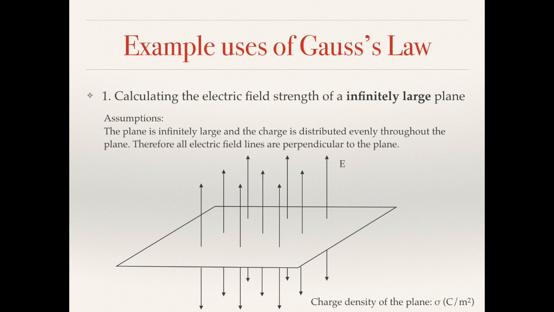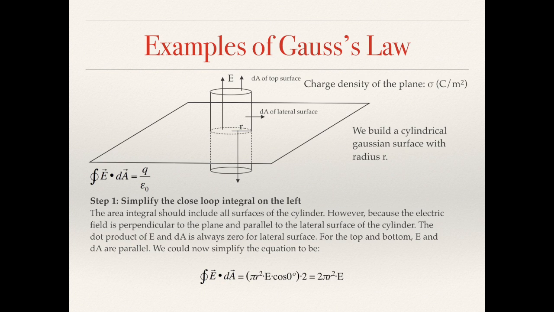As an example, we are going to calculate the electric field strength of an infinitely large charged plate. We assume the plane is infinitely large and the charge is distributed evenly throughout the plane. Therefore, all the electric field lines are perpendicular to the plane. We build a cylindrical Gaussian surface with radius r that cuts through the plane and encloses a circular region which has some charge.